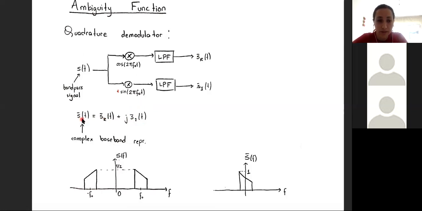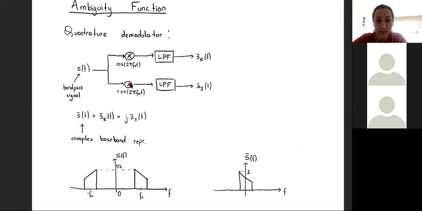Now once we write s bar(t), we can think of the quadrature demodulator system as a single input, single output system, and we can apply all the things we learned in a basic signals and systems course. The special name we give to s bar(t) is the complex baseband representation, because this is going to be a signal that has low frequencies. It's going to be centered at 0.